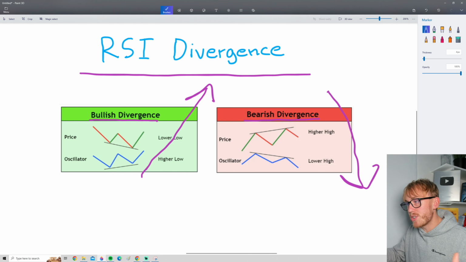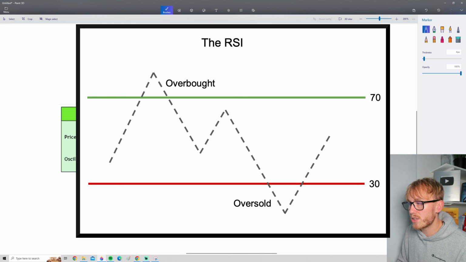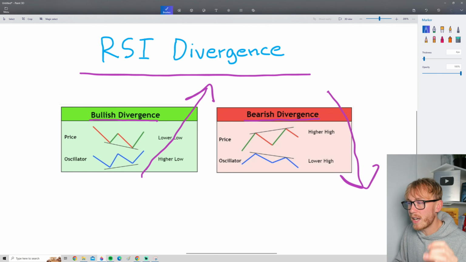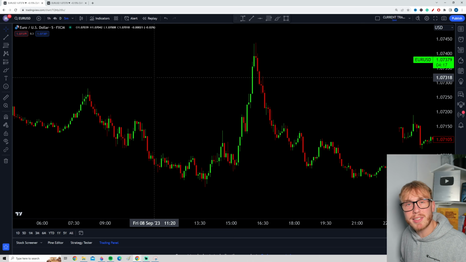And using divergences to predict reversals in the market is one of the best ways to use the RSI indicator. Many people focus mostly on overbought and oversold conditions, but many times that doesn't work at all. Experienced traders tend to focus much more on RSI divergences, and knowing this information will be important throughout the rest of the video. But now guys, let's take a look at our first important RSI setting.